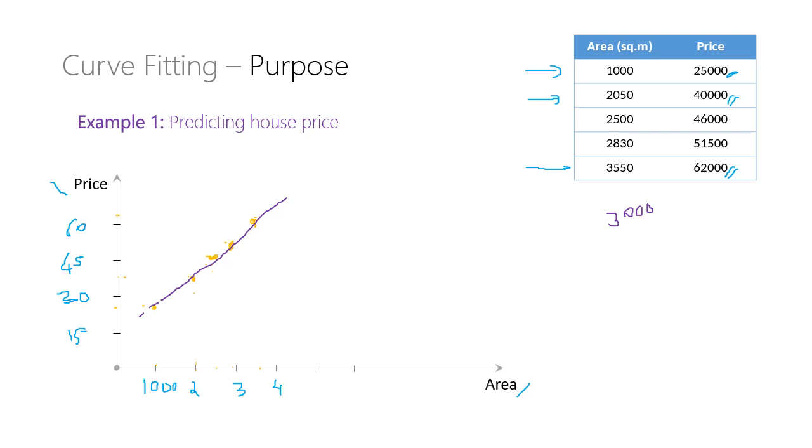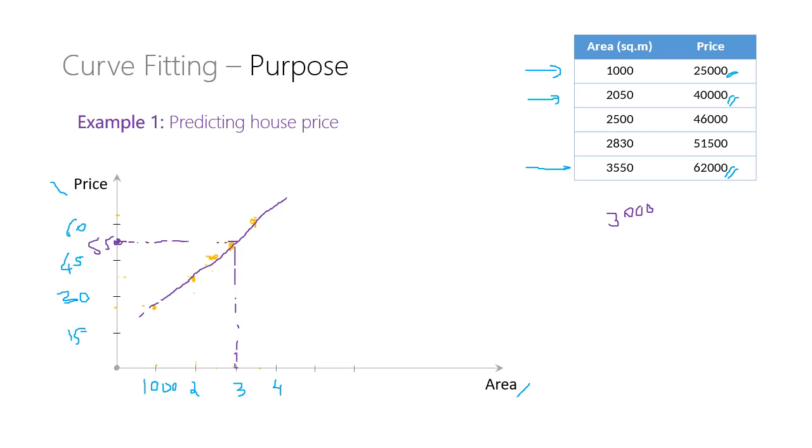So to find out the price of their house, your friend simply draws a vertical line at 3000, and then from that intersection with the violet straight line goes on the price axis and finds out the price here at this point. So it may be, let's say, 55. Okay. So this is the first example.